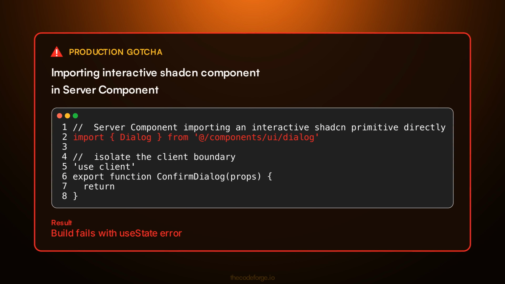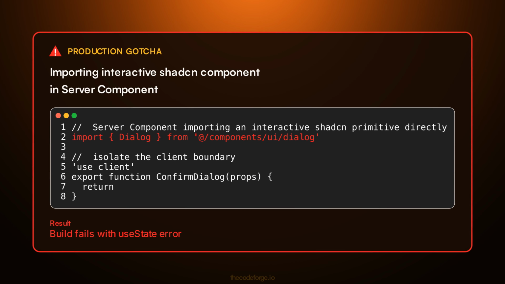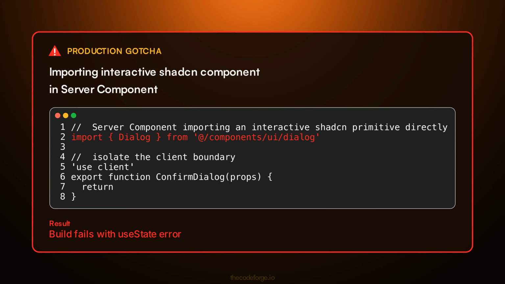This is the exact mistake from the incident. Importing a Shadcn dialog directly into a server component causes a build error because Radix primitives use React hooks. Always wrap them in a client component.